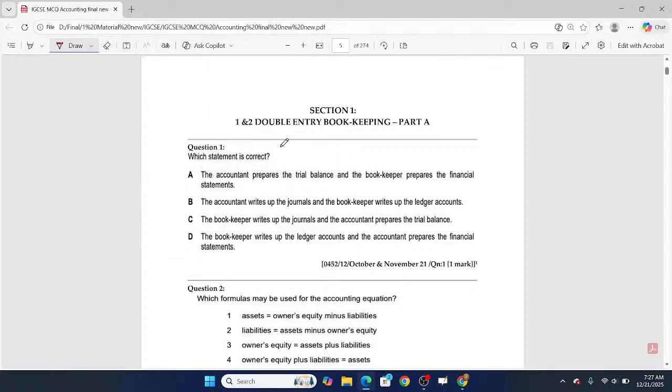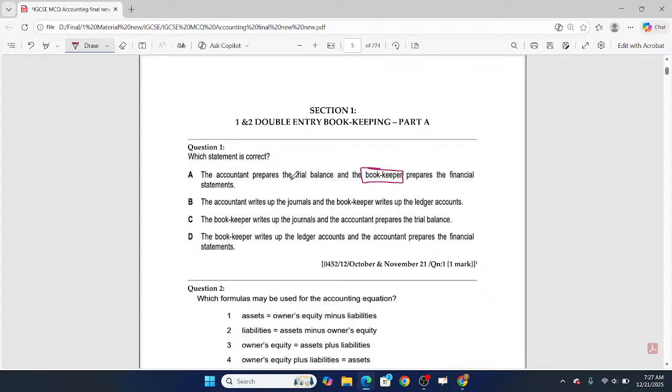MCQ questions will now be considered in this lecture. Which statement is correct? Okay. The accountant prepares a trial balance and the bookkeeper prepares financial statements. No, the bookkeeper only prepares the first level and the accountant finalizes it. Financial statements are usually prepared by the accountant. Accountant is a broader term than bookkeeper. So this is not the correct answer.